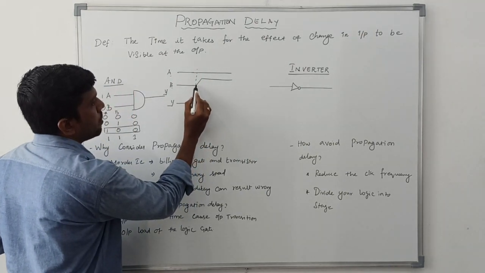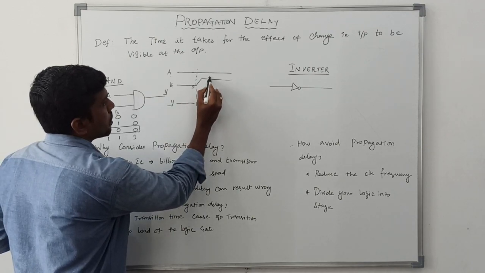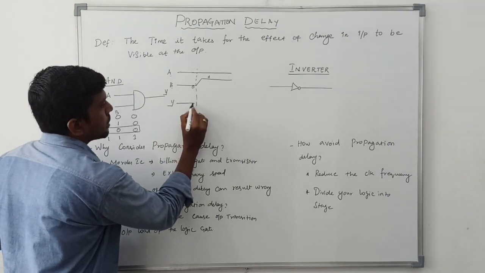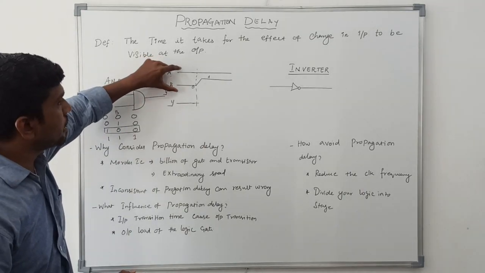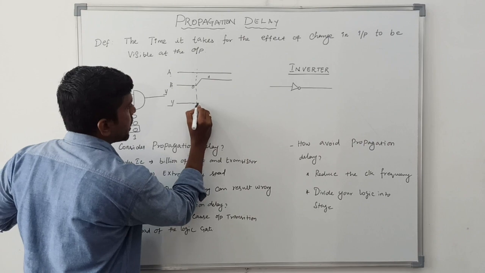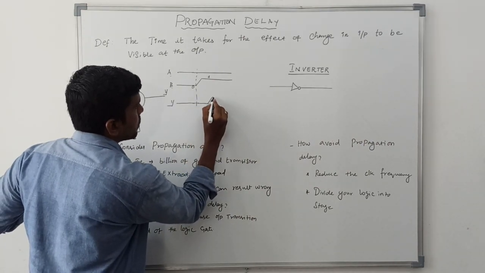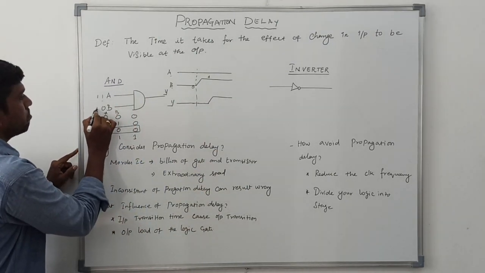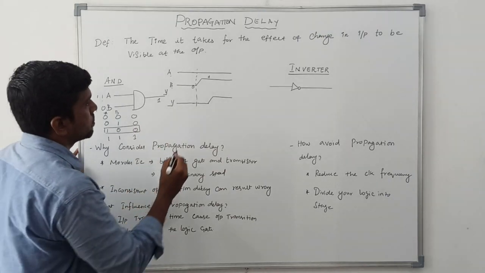From here, the B value is changed from 0 to 1. But the output does not immediately reflect it. So this transition does not affect the output immediately. It will take some time. After some time, the output goes to 1. So with A value 1 and B value 1, now the Y value is 1.